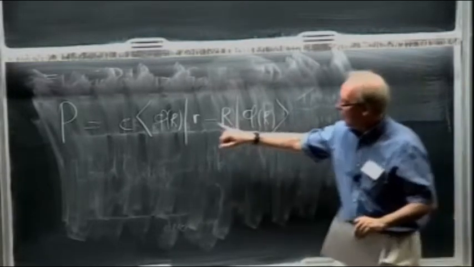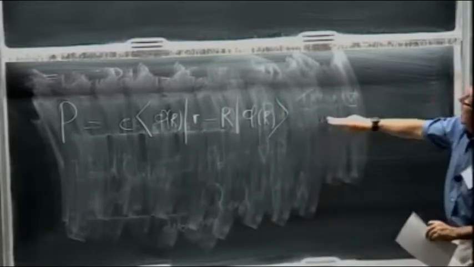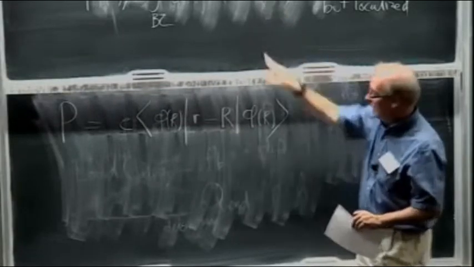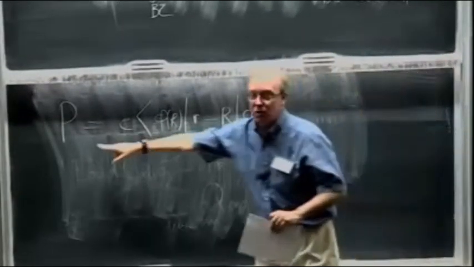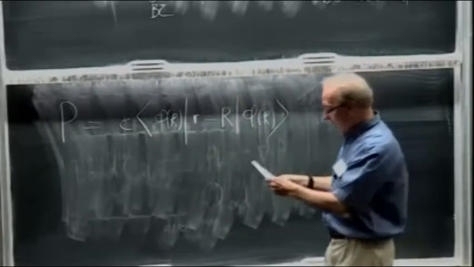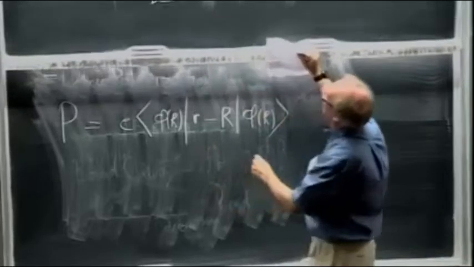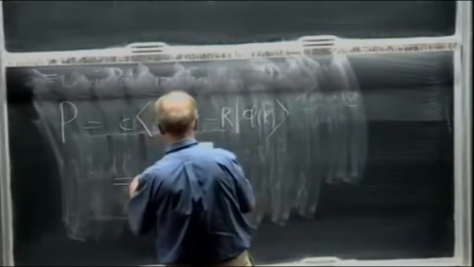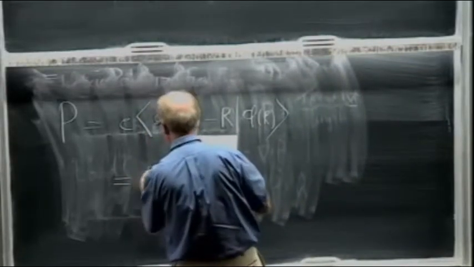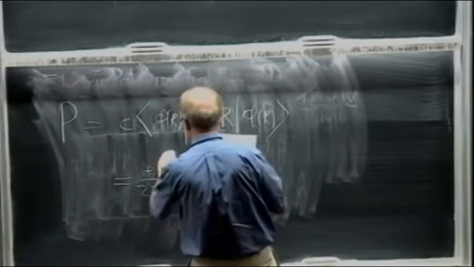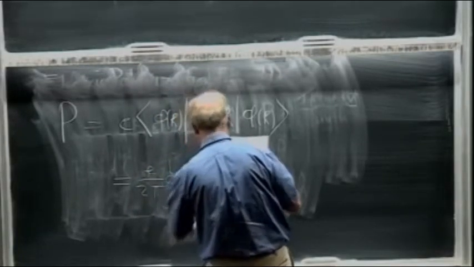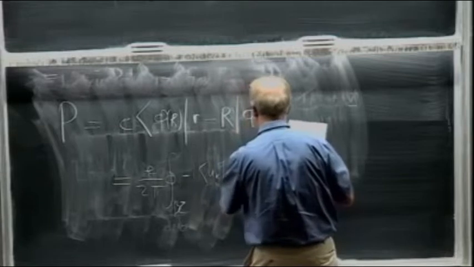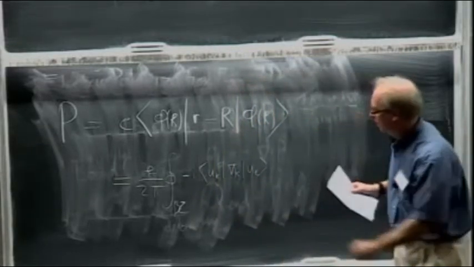And so if you then take this and plug this definition into here, then I can write my polarization in terms of the Bloch states. It takes a line or two of algebra, but basically what this gives you is this, the integral over dk.